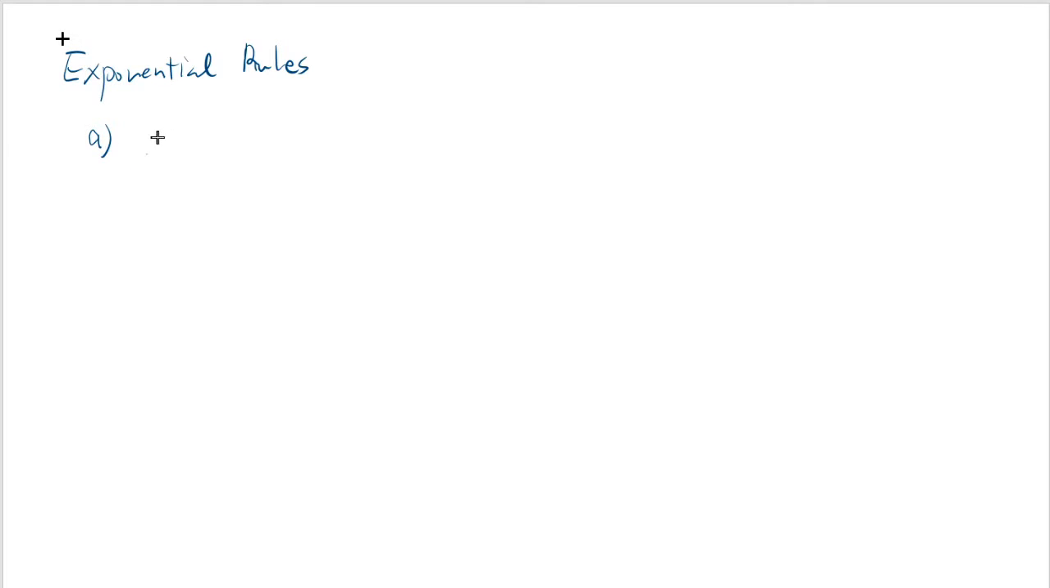Okay, so here's the first one. a to the mth power times a to the nth power is a to the m plus n. And if I ask something like 2 to the third power times 2 to the fourth, this is 2 to the 3 plus 4, which is 7.